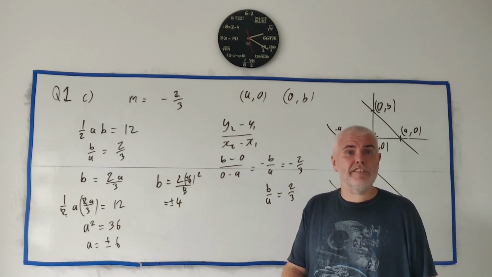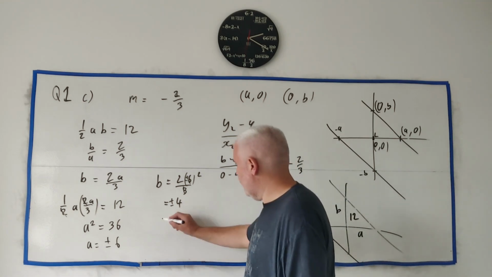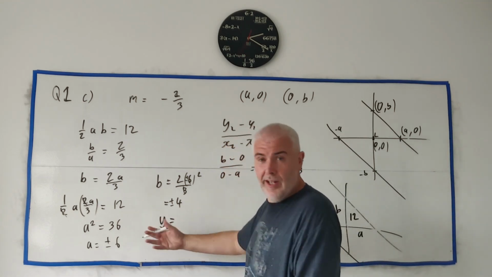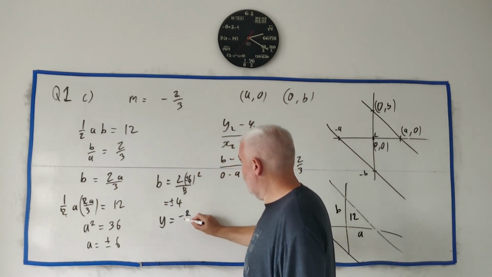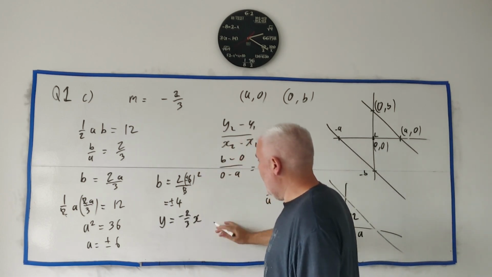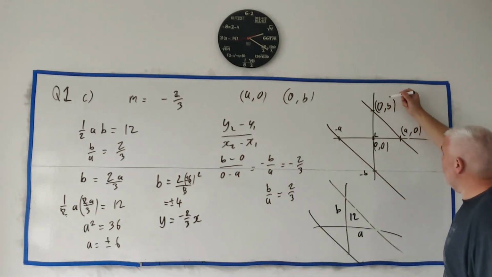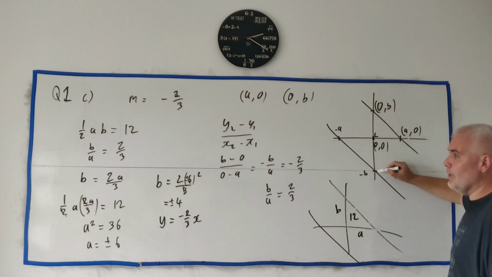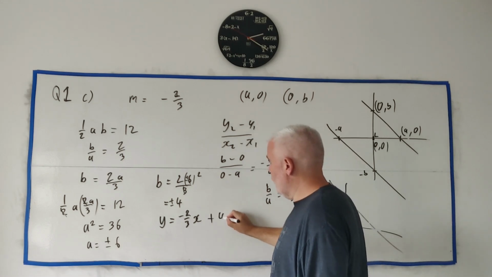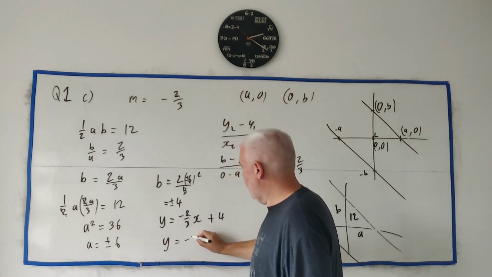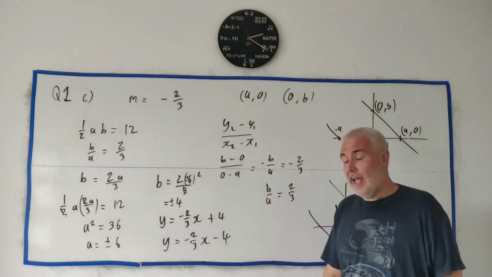They ask you to find the equation of each of these lines. So let's do that. I'll write it this way. Y is equal to, we know the slope, minus 2 over 3x, plus the y-intercept. What's the y-intercept? It's either b or minus b. It's either 4 or minus 4. So plus 4 is one answer. Y is equal to minus 2 over 3x minus 4 is the other answer.